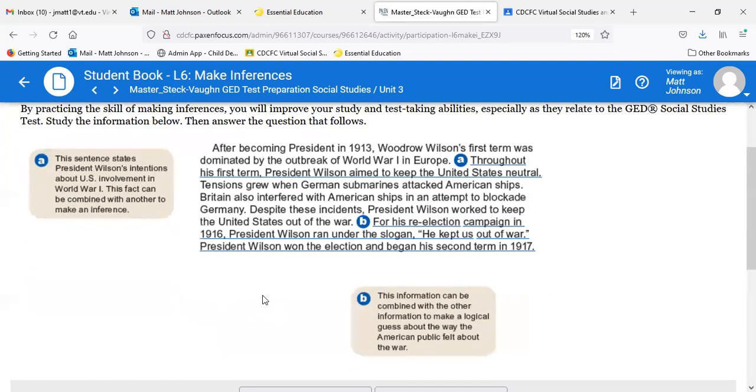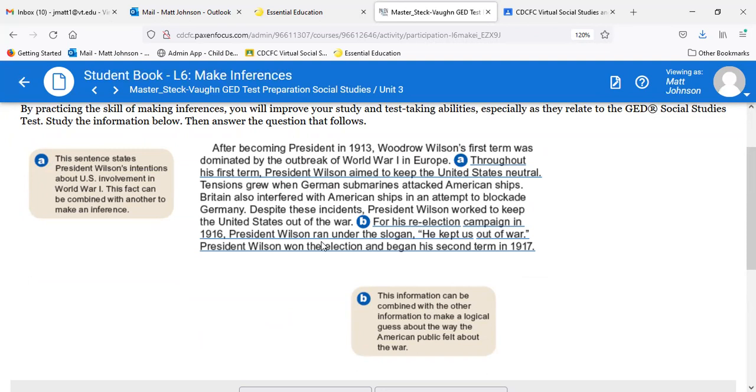And then the second underlined section says, for his re-election campaign in 1916, President Wilson ran under the slogan, "He kept us out of war." Wilson won the election and began a second term. And it says under that, this information can be combined with the other information to make a logical guess about the way the American public felt about the war.